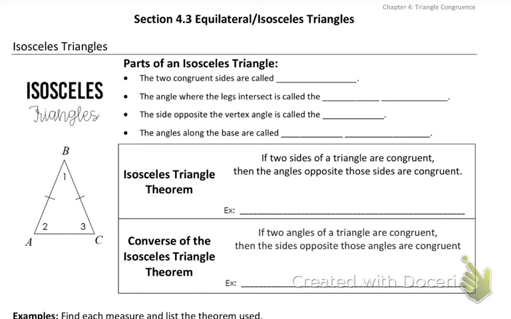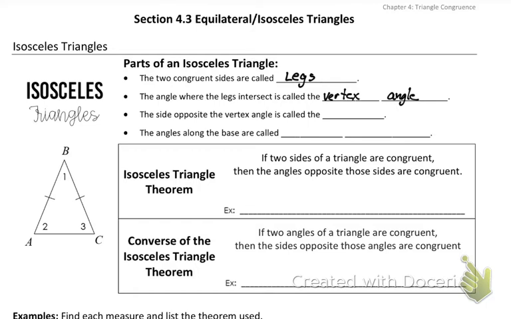Now, the two congruent sides are called the legs of the triangle. It actually comes from trapezoids, but these are called legs. So the legs of an isosceles triangle are the two that are congruent. Where the legs intersect is called your vertex angle. That's the angle included between our two congruent legs.